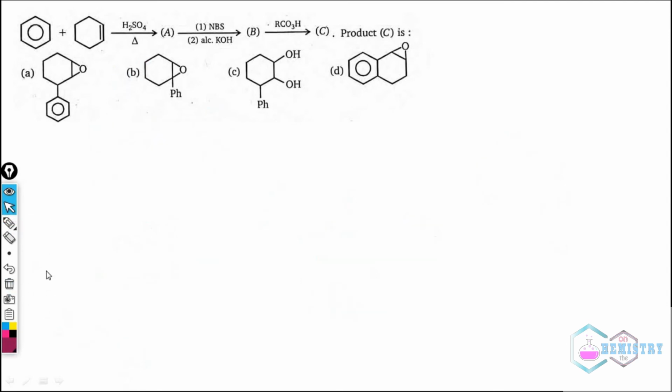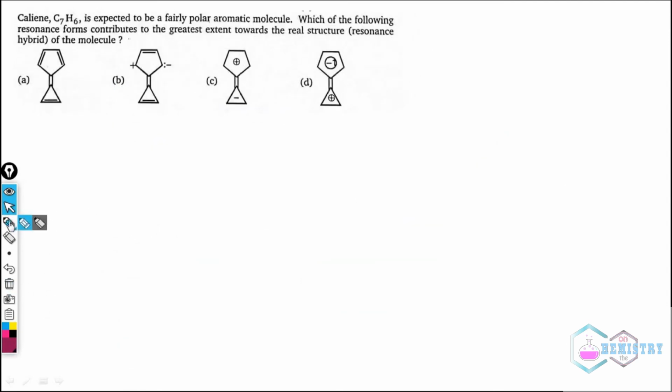Okay. Now if we come back to the last question for today, which is that sesquifulvalene C7H6 is a fairly polar aromatic molecule. So which of the resonance structures will be the most contributing? Now the most contributing resonating structure has many conditions, that it must have the maximum number of covalent bonds or the position of the charges, but the most contributing factor in this case will be the aromaticity.